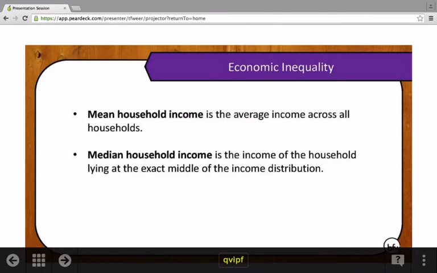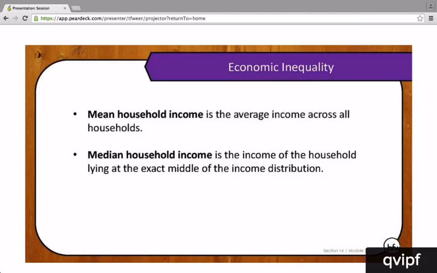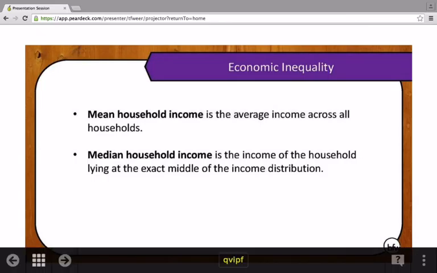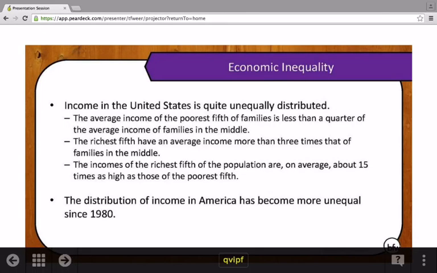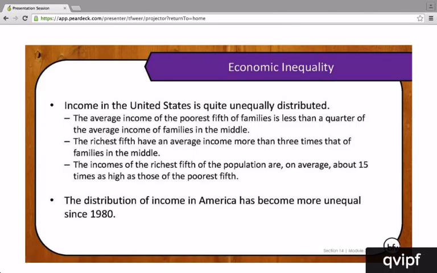So mean household income, remember, is the average income across all households. And as I said, that $71,000 figure can be unnaturally skewed up by a few very high income earners that are earning millions of dollars, and drags the average up. The median household income doesn't do that. It's the income of the household lying at the exact middle of the income distribution, and so is probably a more accurate measure of how income is distributed. And as I said, it's quite unequally distributed in the United States.